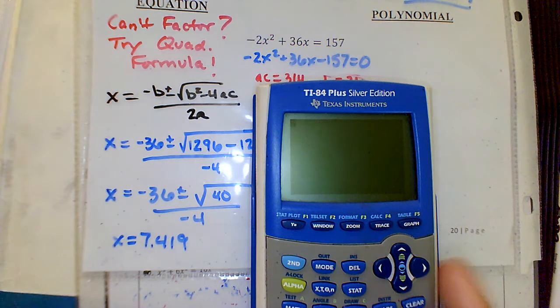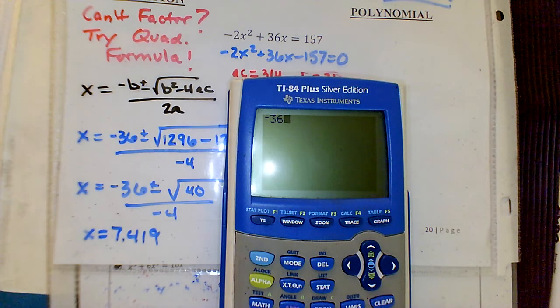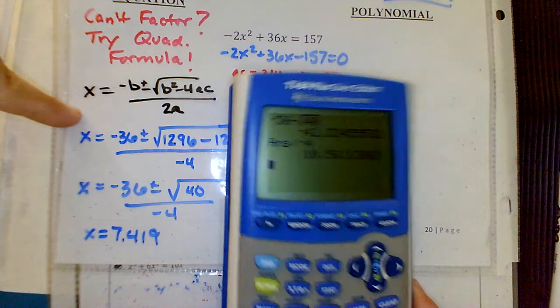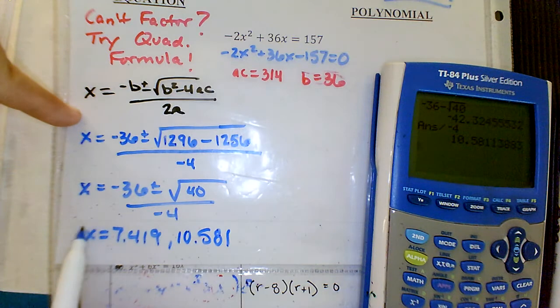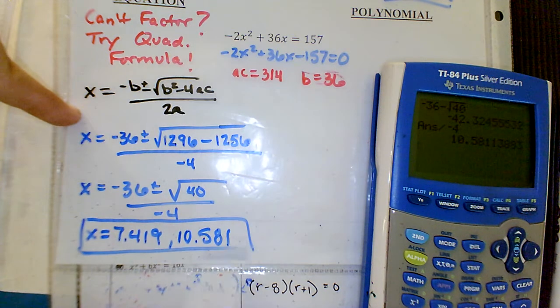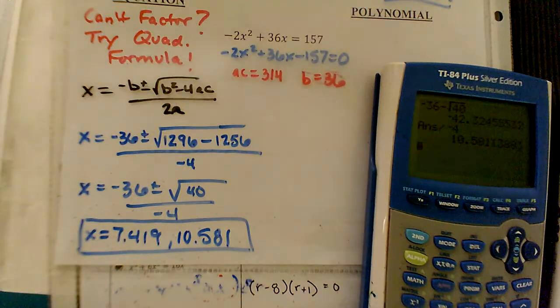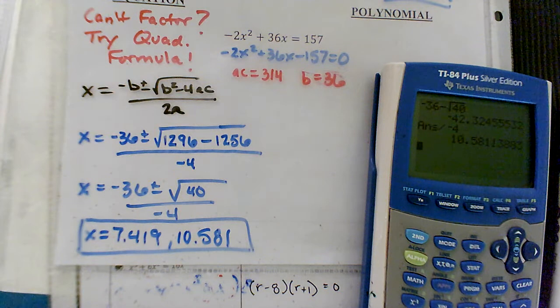Let's go ahead and try the other option. So negative 36 minus the square root of 40. Hit enter. Divide by negative 4. 10.581. So we could substitute those two values in for x, and our function would equal 0.